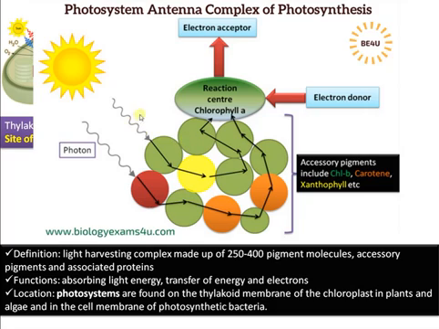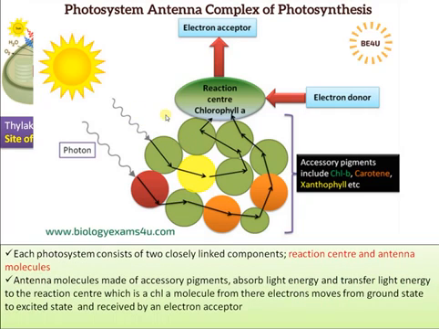Each photosystem consists of two closely linked components, that is a reaction center chlorophyll a molecule and accessory pigments, which are called antenna molecules. Accessory pigments include chlorophyll b, carotene, xanthophyll, etc. What is happening is that the energy of sunlight, or photons, is received by these accessory pigments. These accessory pigments transfer this energy to the adjacent pigment molecules by means of resonance transfer, which is a kind of vibratory transfer mechanism.